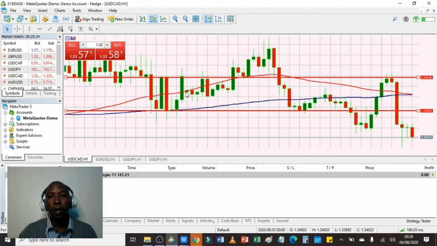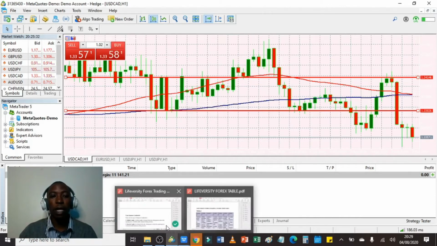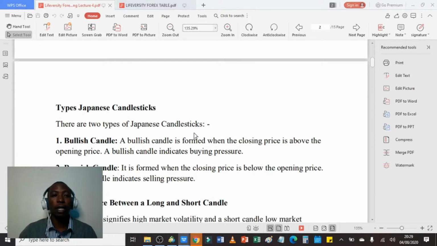On the other hand, the green candle indicates that the price is going higher, and if you're buying the USD/CAD pair, you'll be making profit. That is the most important aspect of the Japanese candlestick pattern.